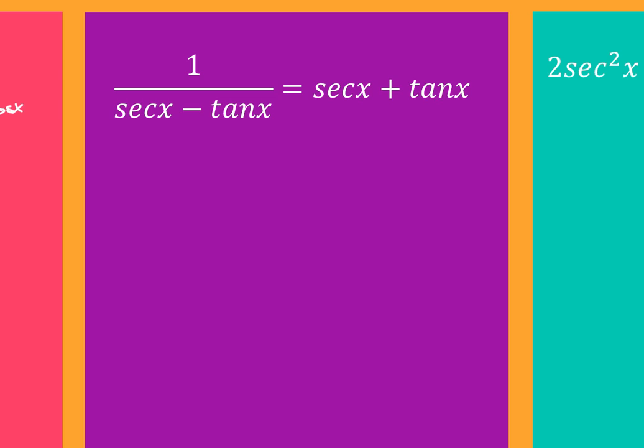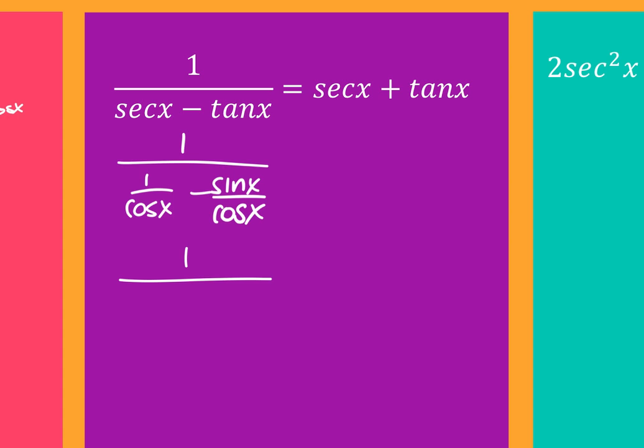What would you pick? The left. The left. Okay. So what would you do? You convert what's on the bottom to 1 over cosine x minus sine over cosine x. Okay. Then I can combine those, right? They have the same denominator. 1 minus sine of x over cosine of x.